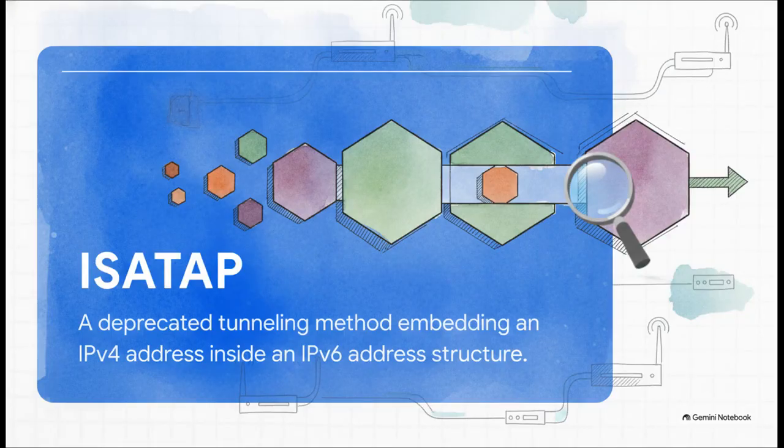A specific, historically significant form of tunneling is ISATAP. It literally embeds an IPv4 address directly within an IPv6 address and relies on an ISATAP router to act as a controlled gateway. Back in the day, this was a lifesaver. It allowed early enterprises to deploy IPv6 in phases before they had the budget or the technical ability to do massive router upgrades across the board.